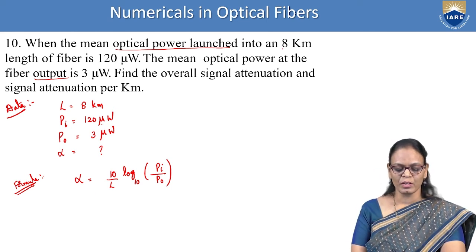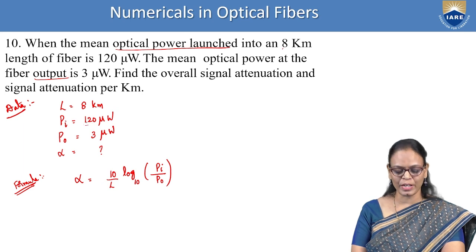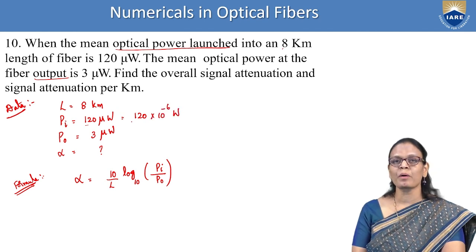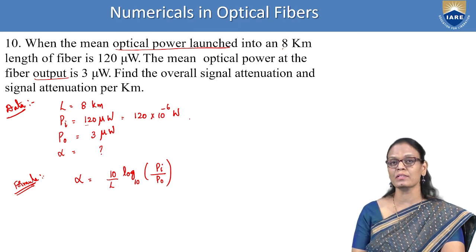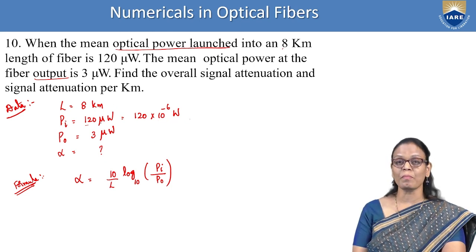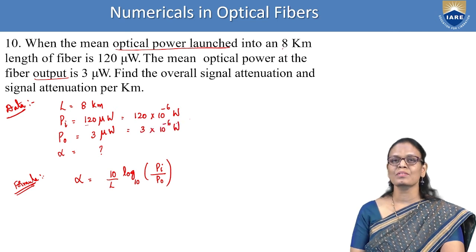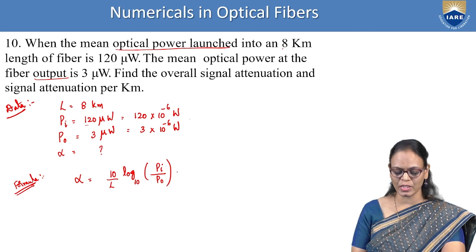So here we are having this power input in microwatts, so we will convert it into watts. Here both are given in microwatts, so there is no problem. But still we need to convert everything into the same system. So we'll write this also in watts. So 1 micro is 10 power minus 6 watts, and 3 microwatts is 3 into 10 power minus 6 watts. So let us substitute these values here.